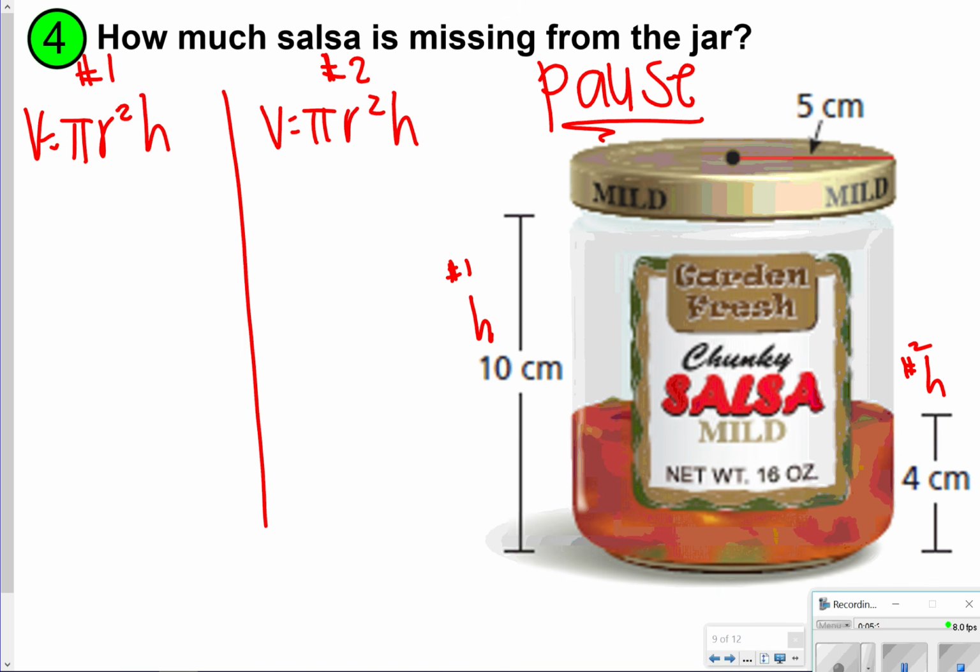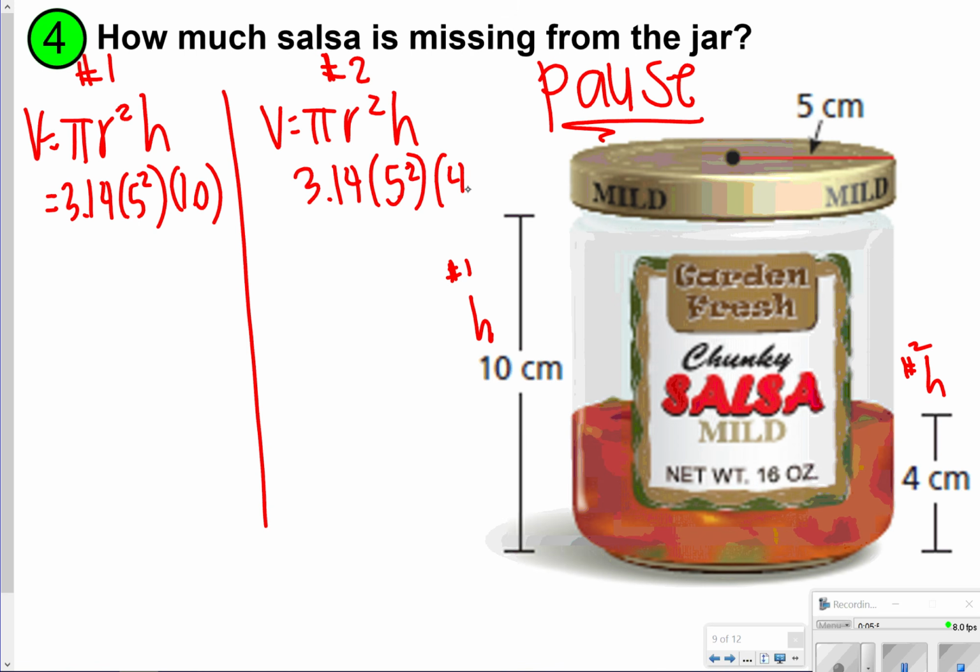Okay, what I've done so far is I've just differentiated number 1 and number 2. Number 1, for the volume, I'm going to do pi times 5 squared times 10. And then number 2, I'm going to be doing pi times 4 squared, times 5 squared still, times 4. 4 is the height. Don't get messed up between radius and height.